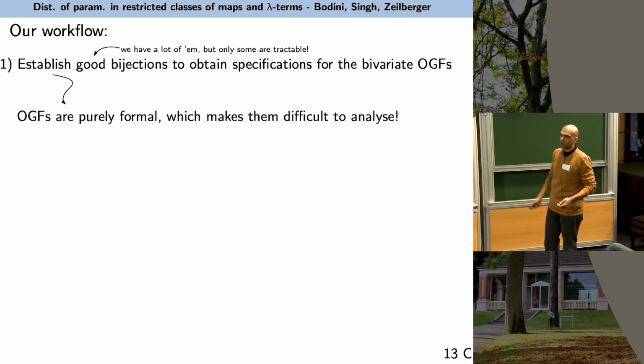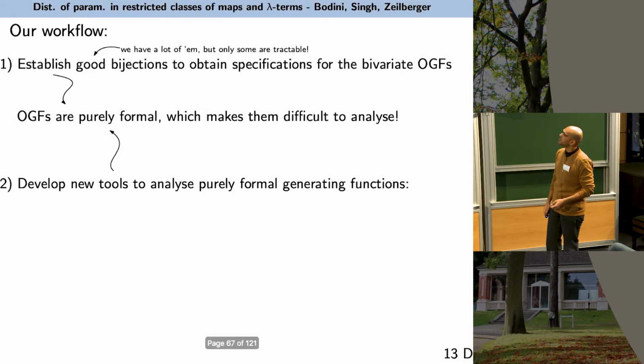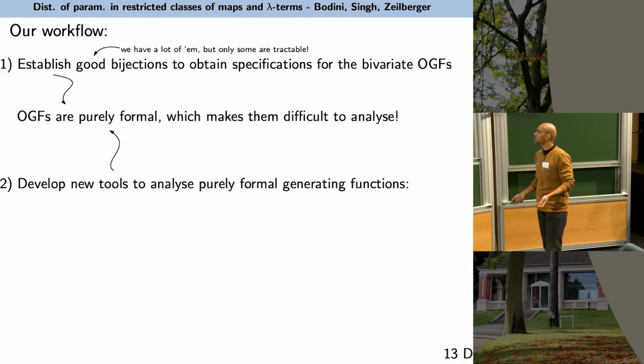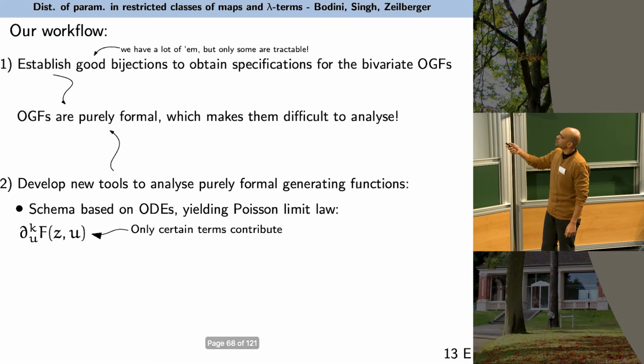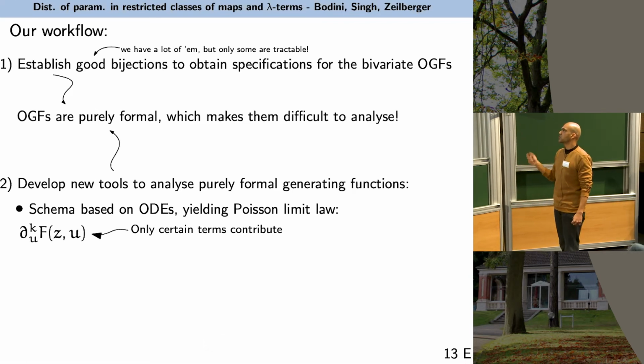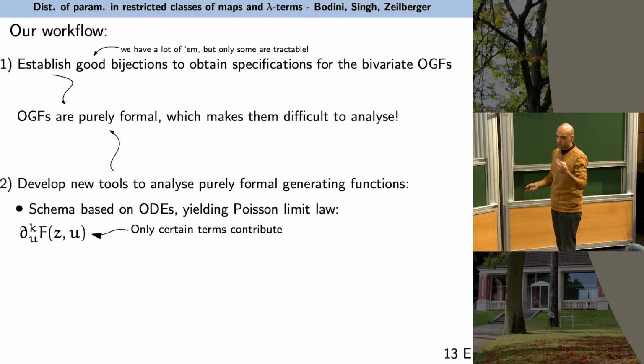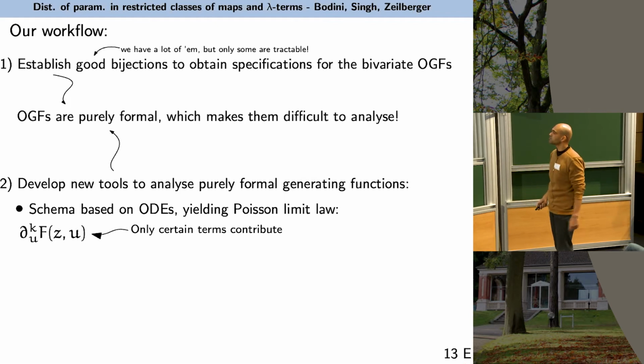So we no longer have access to these nice tools from complex analysis. And this necessitates the second part of this workflow, which is developing new tools to analyze purely formal generating functions. And we do this in two ways. First of all, we make a schema based on ordinary differential equations, which yield Poisson limit laws, which we'll use to derive the first two limit laws.